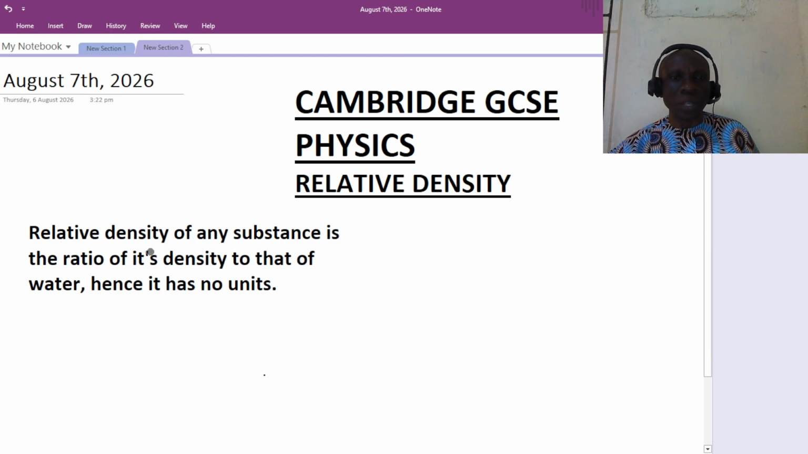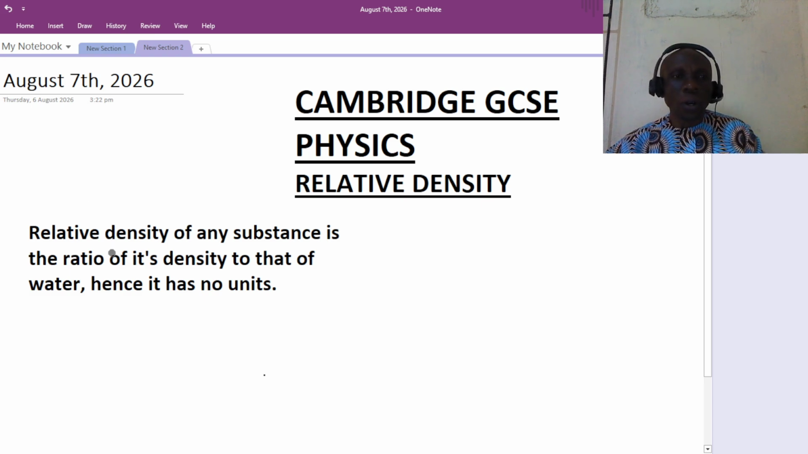The relative density of any substance is the ratio of its density to that of water. Hence, it has no units. So, relative density has no units. It's just a numerical constant. That's what you have because you are comparing, or dividing, similar quantities.